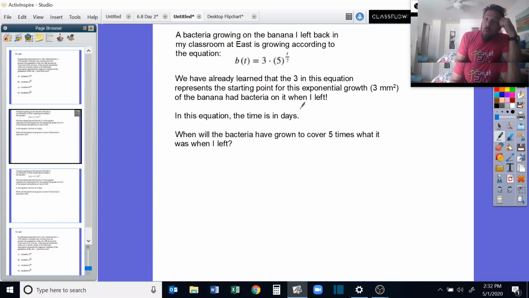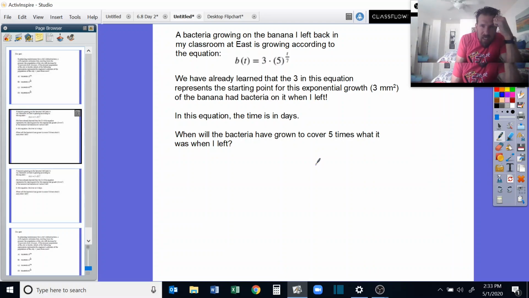Gross. We have already learned that the 3 in this equation represents the starting point. So we're going to say that 3 represents 3 square millimeters of area of the banana that had bacteria on it. And I was going to eat that. That was fine with 3 millimeters of bacteria. In this equation, the time is in days. We want to know, when will the bacteria have grown to cover 5 times what it was when I left?